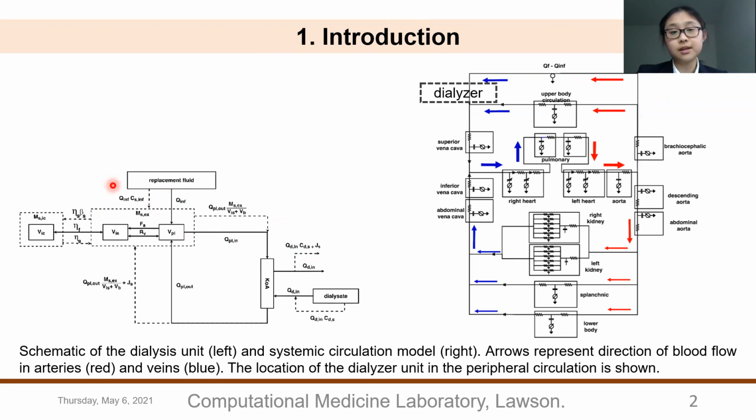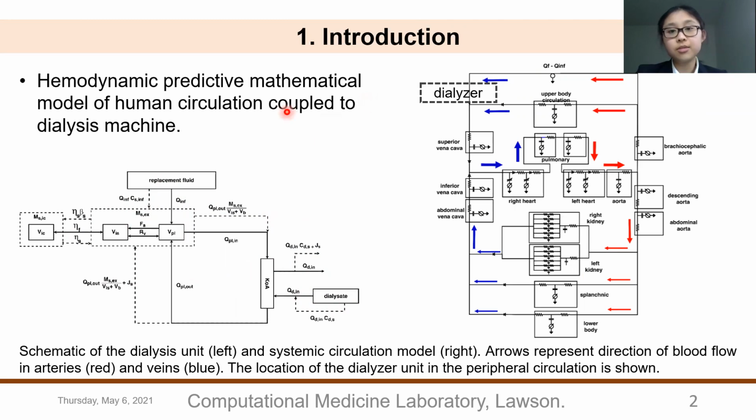The fluid dynamics of a dialysis machine are shown on the left. The hemodynamic predictive mathematical model of human circulation coupled to a dialysis machine, or a dialyzer, is shown on the right. In our hemodynamic model, the dialyzer is integrated into the peripheral circulation. This model was used to investigate the mechanisms underlying our clinical trial observations.